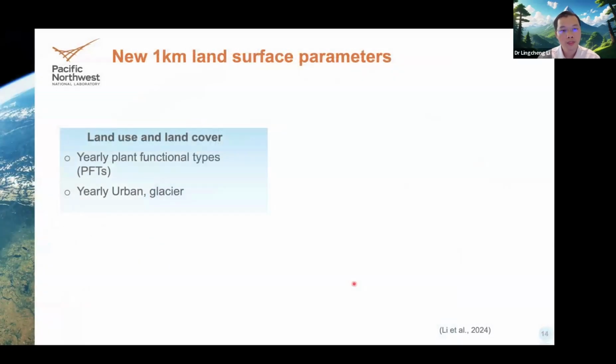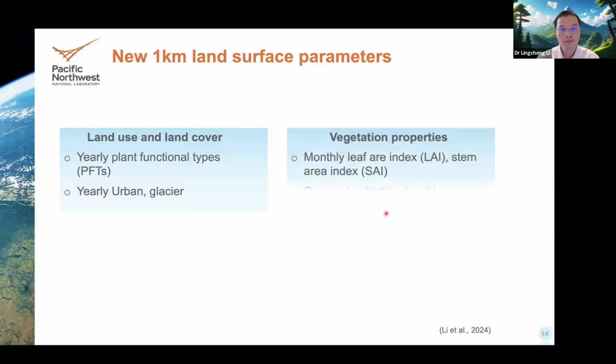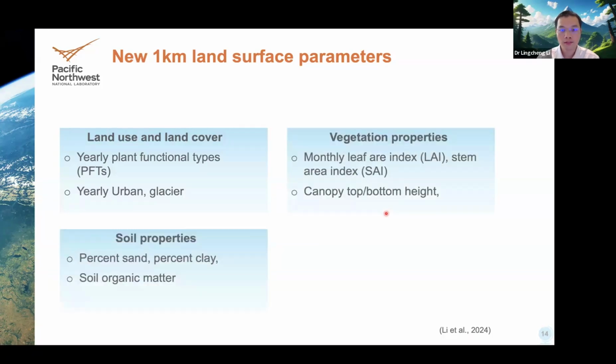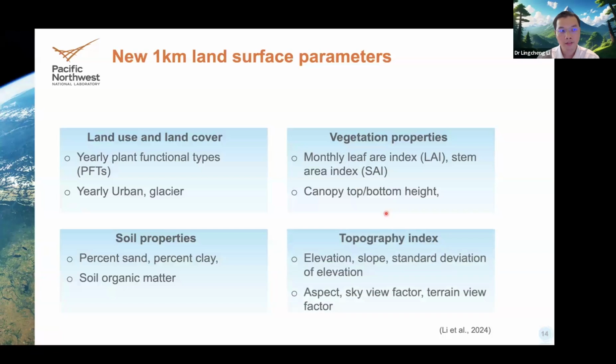The new 1 kilometer global land surface parameter dataset includes 4 types of data. The first is land use and land cover, which includes yearly plant functional types and other land cover types: urban, glacier, and lake. Also the vegetation properties of monthly LAI, stem area index, and canopy height, and the soil properties of soil texture and soil organic matter, and also the topographic indexes of elevation, slope, and some new topographic indexes we are developing, like aspect, scale view, and terrain view. All these are included.